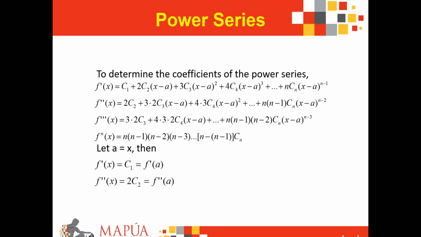Now, the second derivative of your function, which denotes 2c2, since the rest of the terms are considered 0, is now equivalent to the second derivative at a. Your third derivative of the function will now be equivalent to 3 times 2 times c3, since the rest of the terms are simply reduced to 0, or simply equivalent to the third derivative at a, since x is equal to a. Thus, you'd end up with the following relation for your constants to be like this.